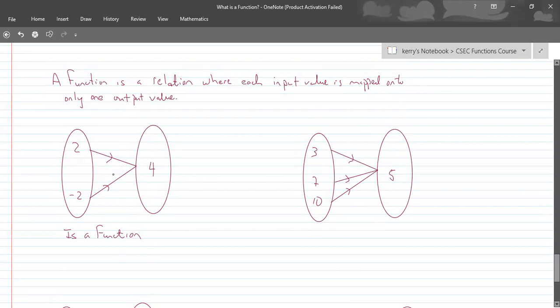Now we learn about what type of function this is in the following video. This here is actually called a many-to-one function, a many-to-one relation. But we'll get to that. And let's check out this one. This one is mapped onto only 5, 7 is mapped onto only 5, 10 is mapped onto only 5. It's okay that the inputs are sharing an output. This still falls within the definition of a function. So this is a function.